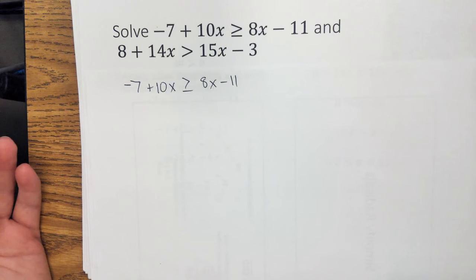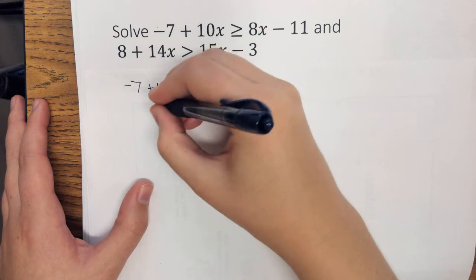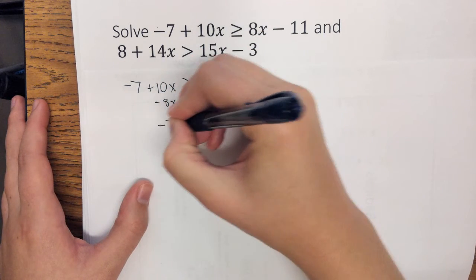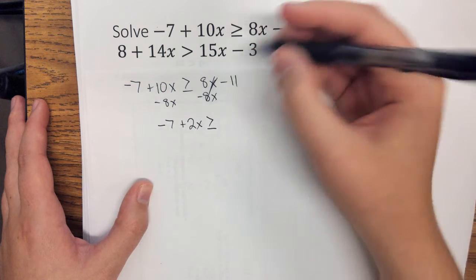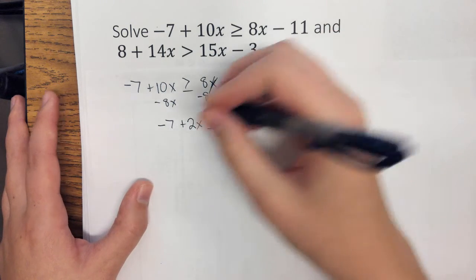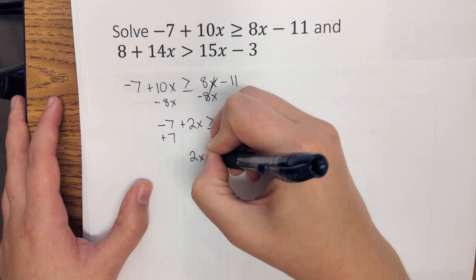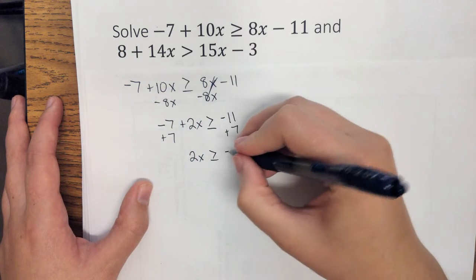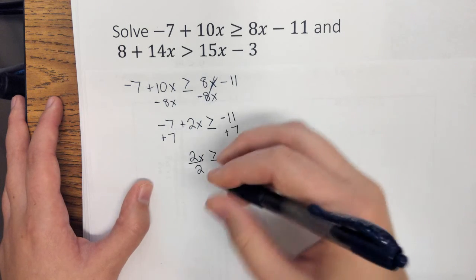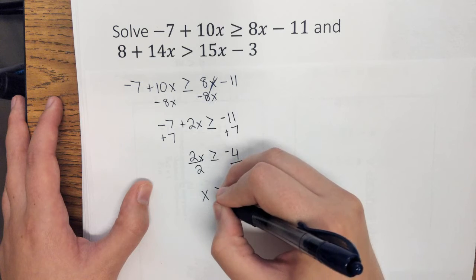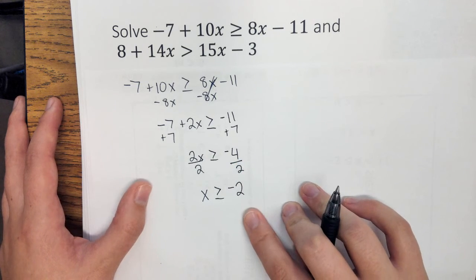Now first, I need all my x's on one side, all my numbers on the other. So I'm going to subtract 8x from both sides. So that's negative 7 plus 2x is greater than or equal to, that's gone, negative 11. I'm going to add 7. So 2x is greater than or equal to negative 4. I'm going to divide by 2. Since I'm dividing by a positive, I'm going to leave the inequality alone. It's greater than or equal to negative 2. So there's one side of my answer.